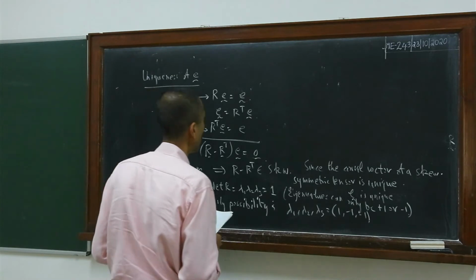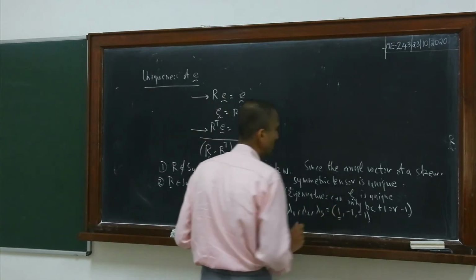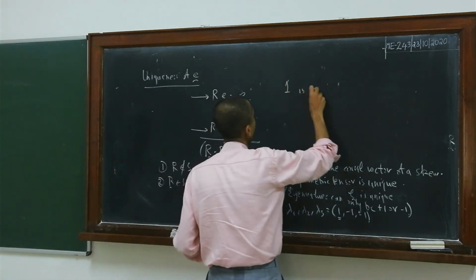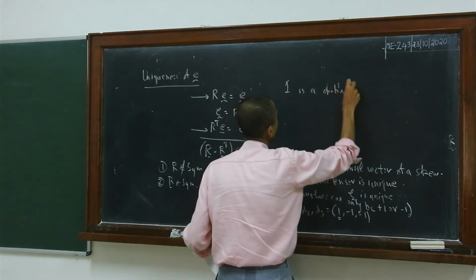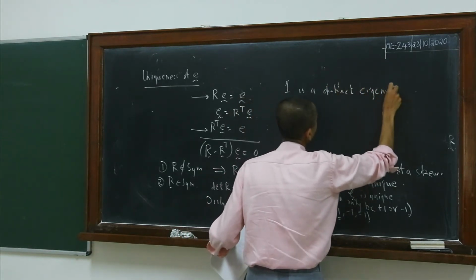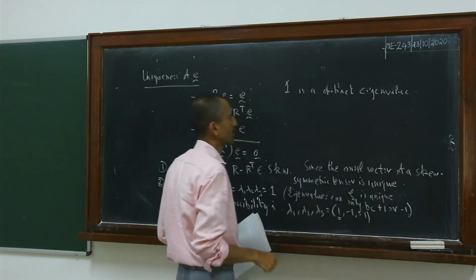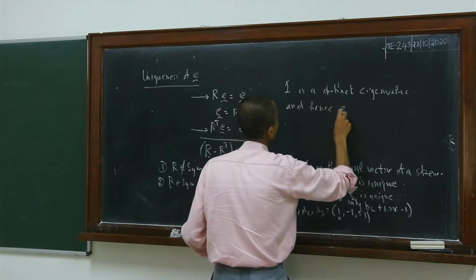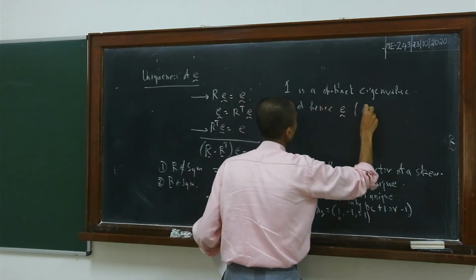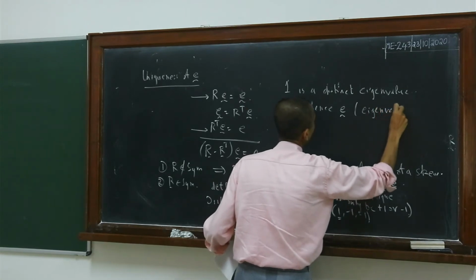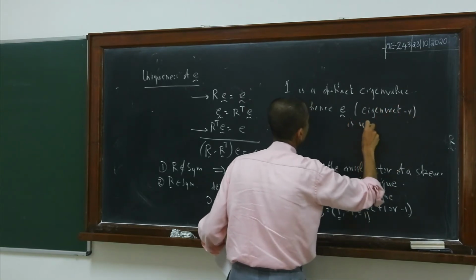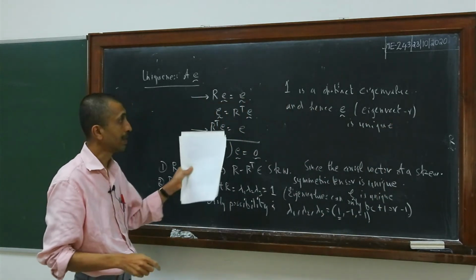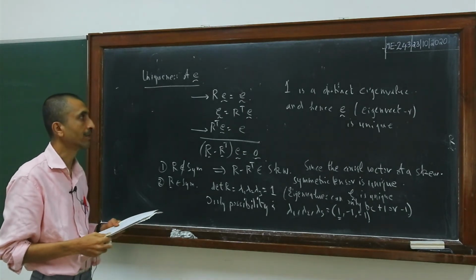Now you see here that this eigenvalue is a distinct eigenvalue. So 1 is a distinct eigenvalue, and hence the eigenvector will be unique. Hence E, the eigenvector, is unique. The eigenvectors corresponding to minus 1 are not unique, but the eigenvector corresponding to the distinct eigenvalue is unique, and so E is unique.